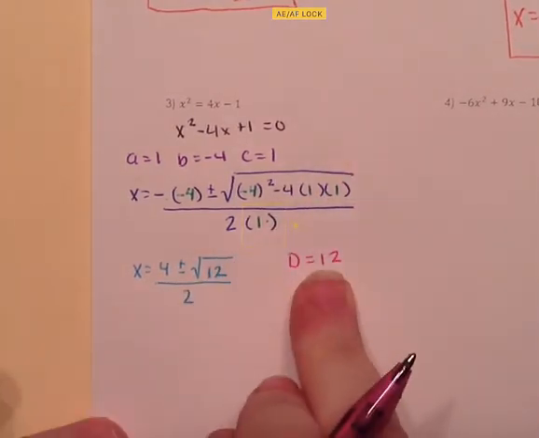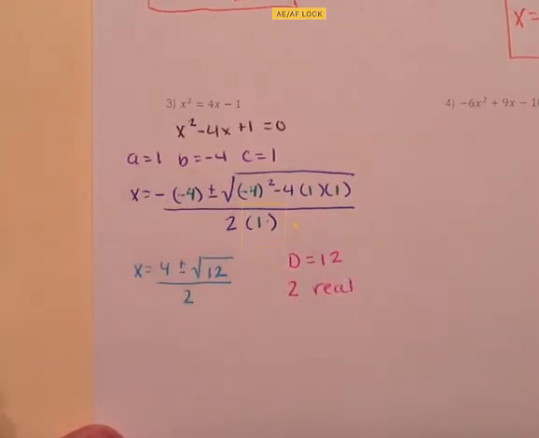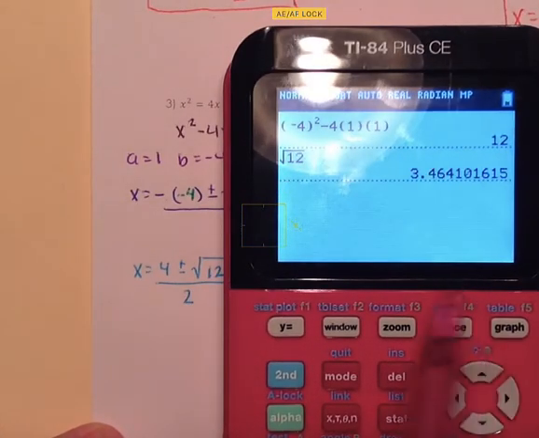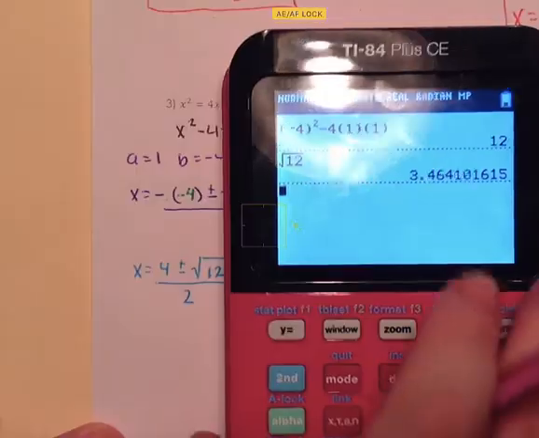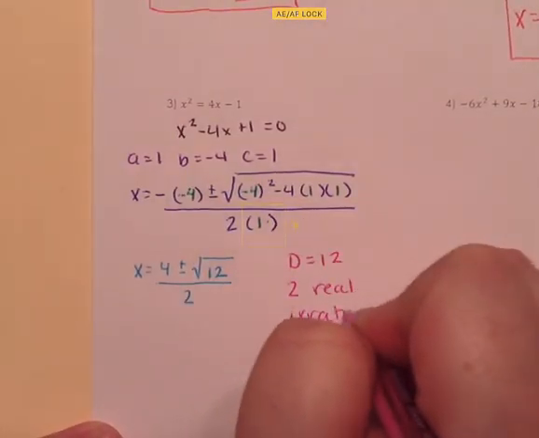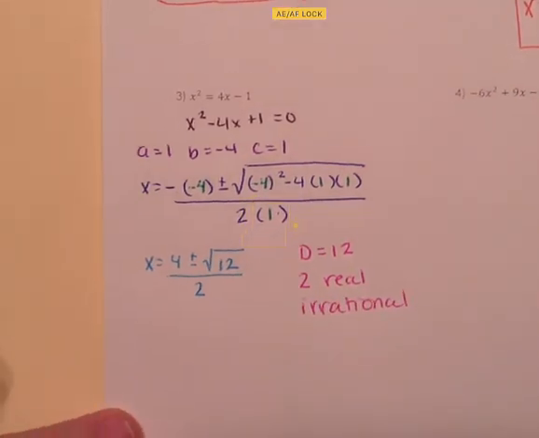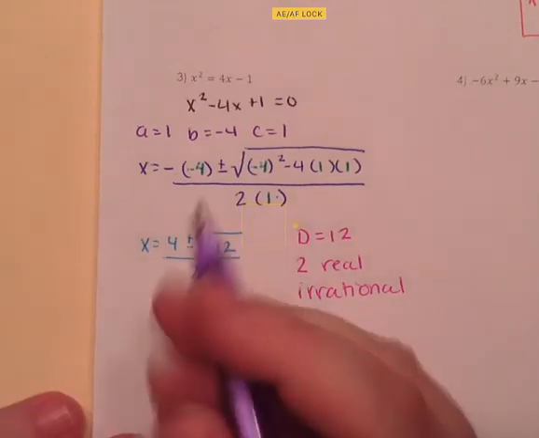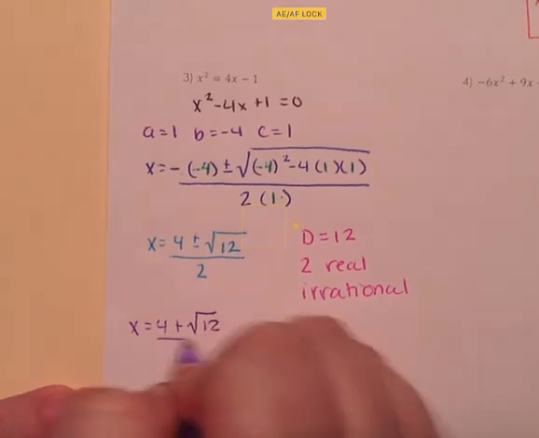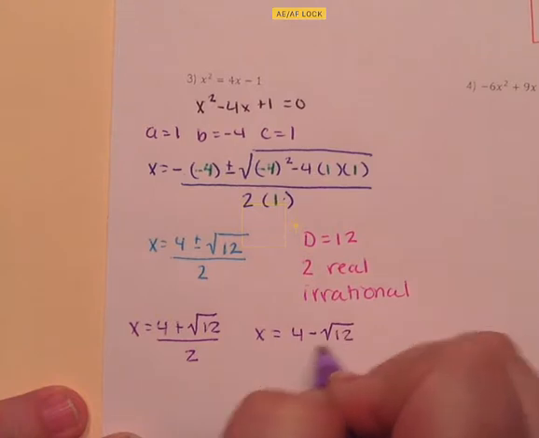Now, since it's positive, we will have 2 real. But 12, is that a perfect square? So I take the square root of 12. And it does not give me a nice clean number, so that means that it will be irrational. So 2 real irrational solutions. That means our final answers will be decimals. So we're going to separate them. X equals 4 plus the square root of 12 all over 2, and x equals 4 minus the square root of 12 all over 2.